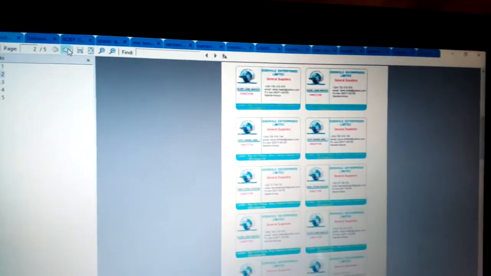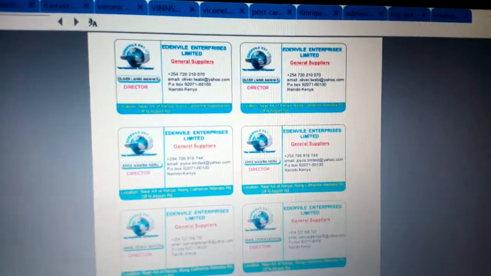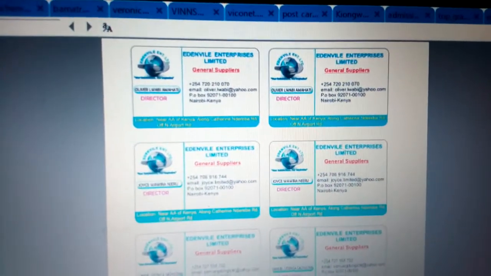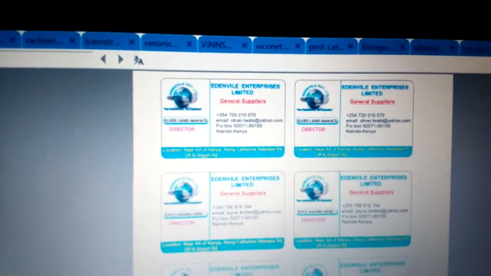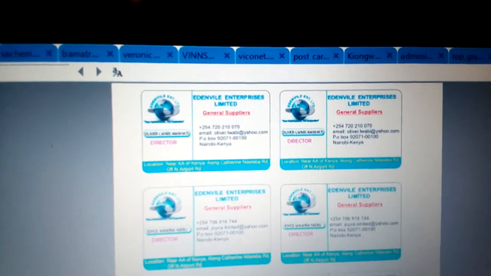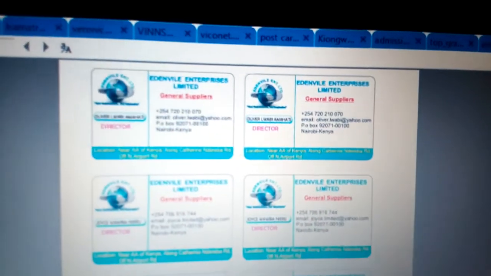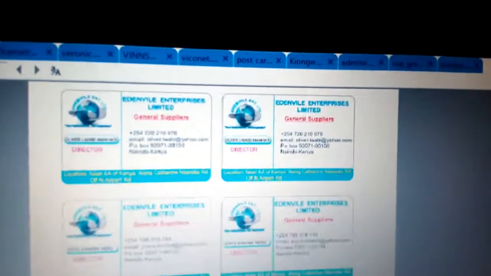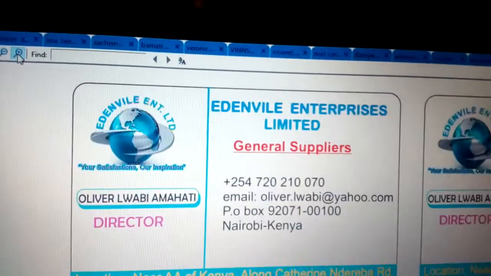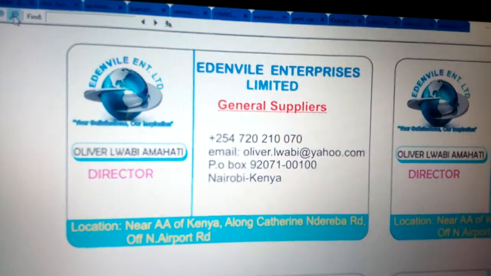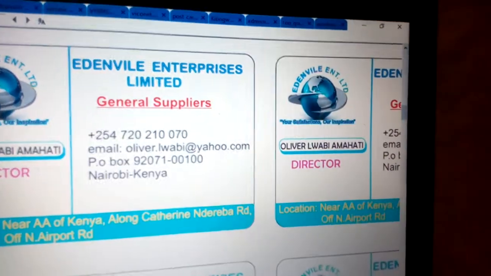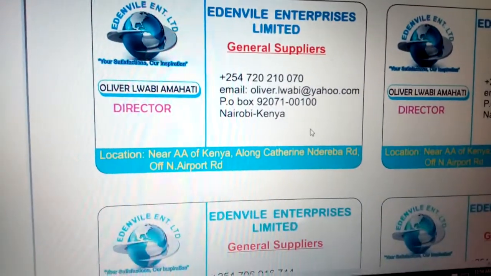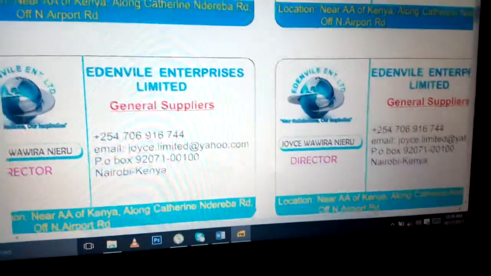As you can see, the business card should be identical to the letterhead, only that the logo should now be a bit smaller, and you put the information relevant to that. Those are some examples of a business card. As you can see there, you can just have a sample of a business card. Those are some of the samples, and there are very many of them.